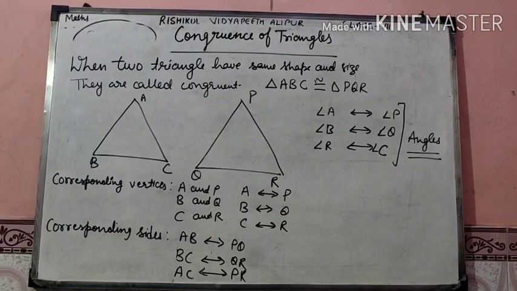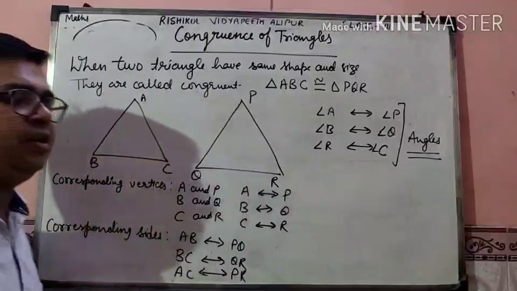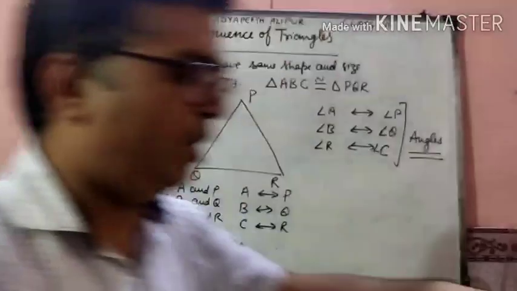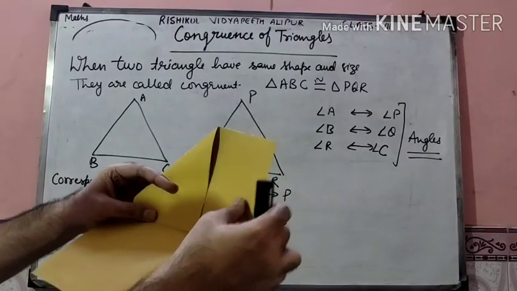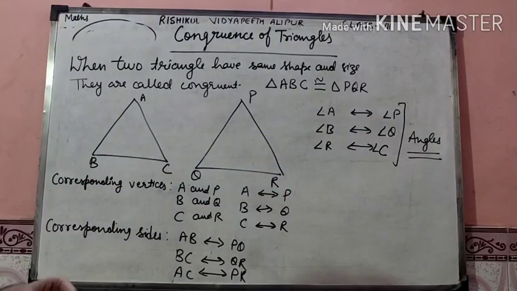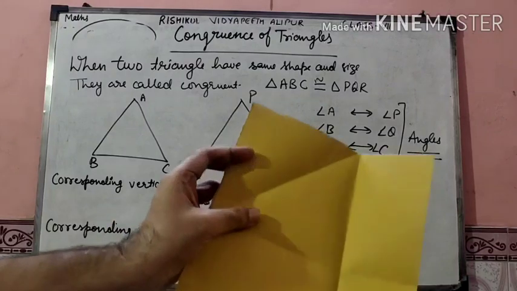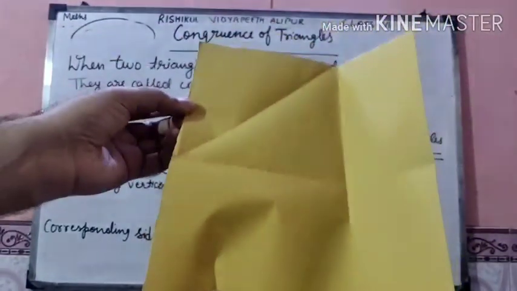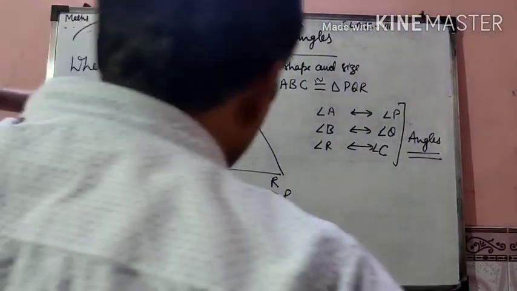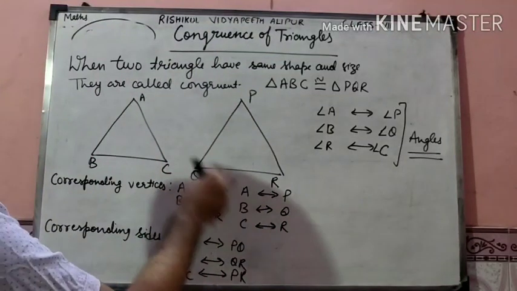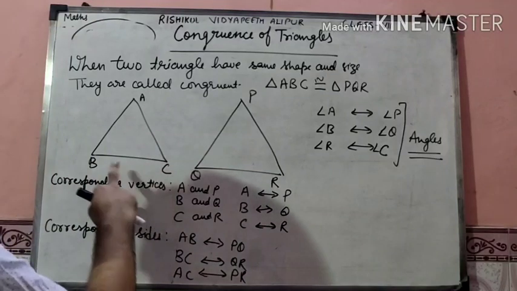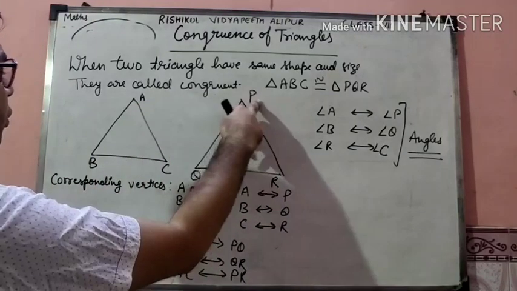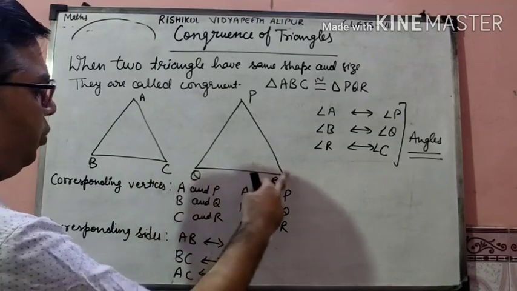Is that clear, students? What do you mean by congruent? When two triangles have the same shape and same size, in this way, this is a triangle and this is another triangle, they both have the same shape and same size. This is called congruency. And when two triangles are congruent, then their vertices are corresponding. A corresponding to P, B corresponding to Q, C corresponding to R.